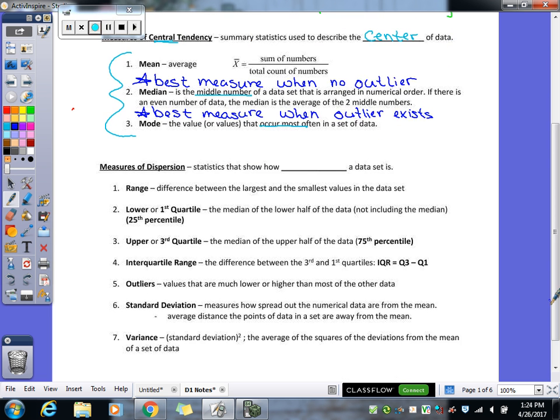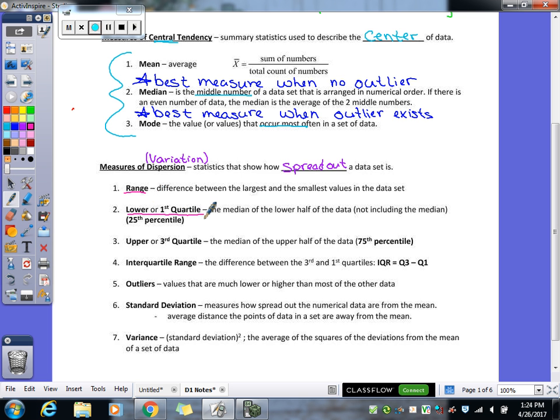So other kinds of numbers that we have dealt with and are going to continue to deal with are measures of dispersion. We referred to them as variation in the past, our measures of variation. They are statistics that show how spread out a data set is. So it allows us to see how wide, how spread out that information is. The numbers we look at to do that would be your range, which is just your high minus your low. That gives us our range.